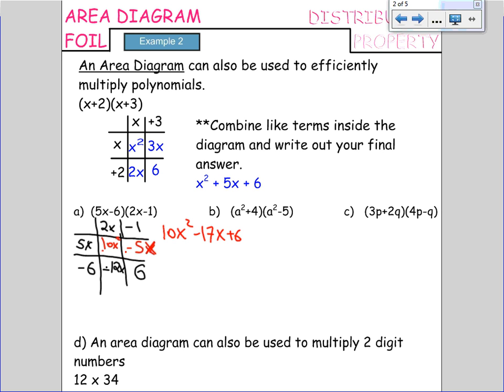Would it help? Try the second one. I'm going to erase this answer. Everybody got that written down? Instead of x, you use a. Does that make a difference? No, it makes no difference. You treat a's just like you treat your x's. You're good? Make the exact same chart. You're going to go a squared, and you're going to go 4.